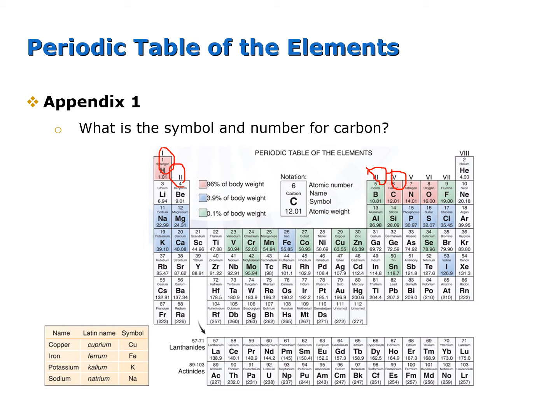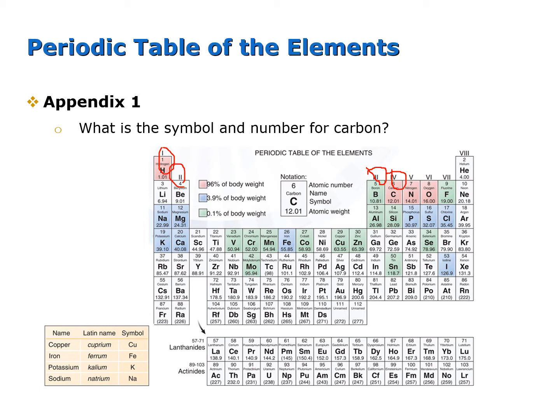So let's look at it for a second. On top of it, we see number 6, which represents carbon's atomic number. You will see the name, carbon, and you see a symbol, which is C. And also you'll see what is called an atomic weight, and we'll discuss in a second what the atomic number and the atomic weight mean.